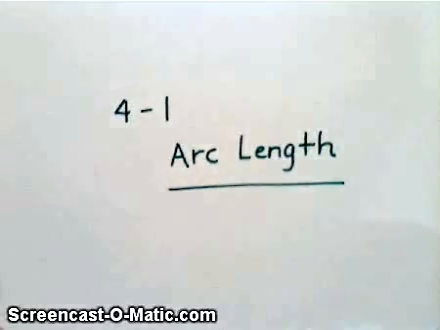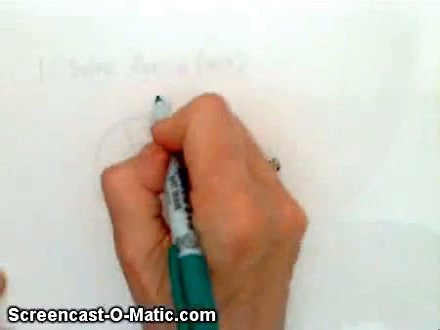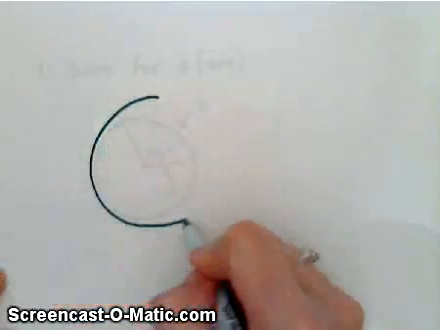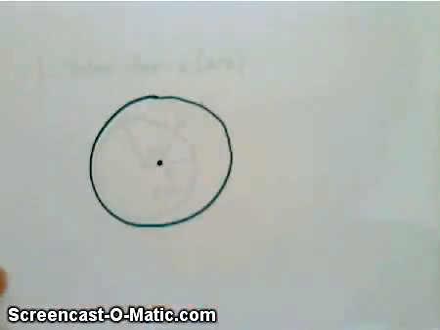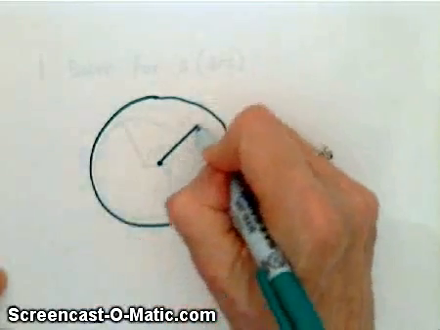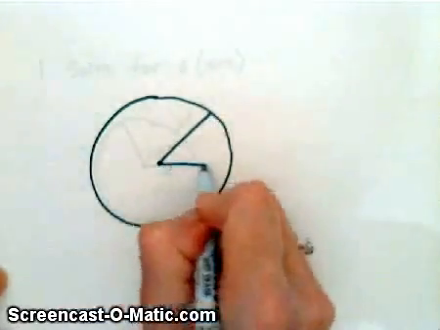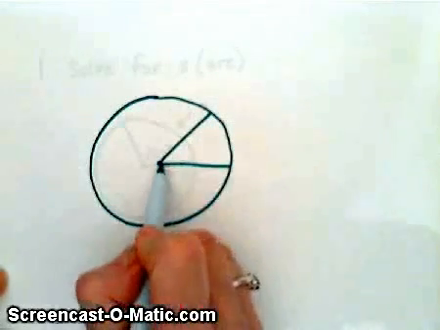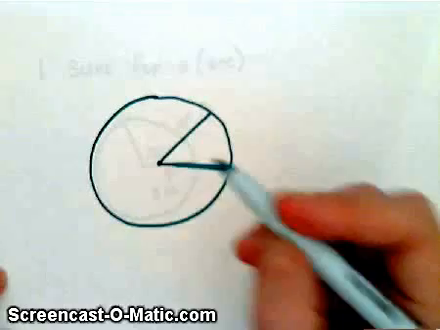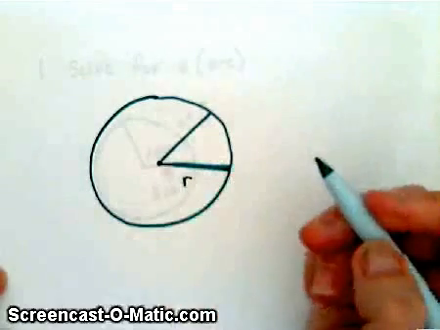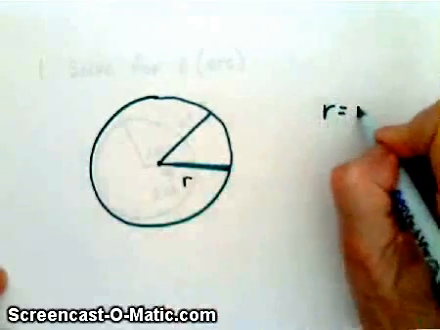All right, I want to begin by bringing back a picture that we looked at today in class, and that is that if you have a circle, and this circle's got an angle, then we can identify three parts of this picture that we're going to need for our current formula. This is the radius of the circle. R equals radius.